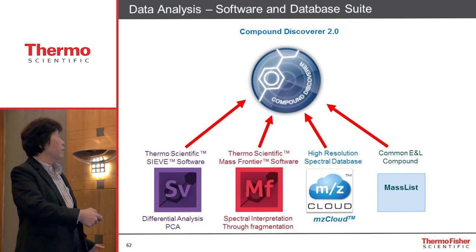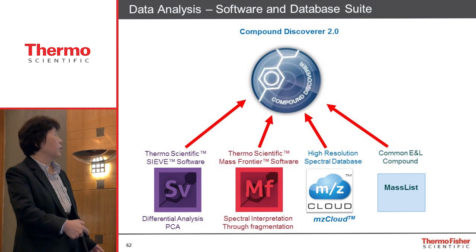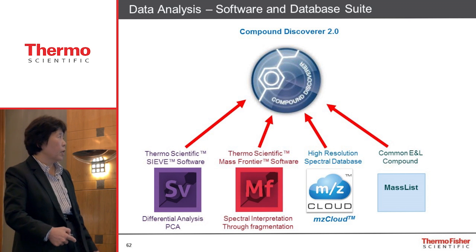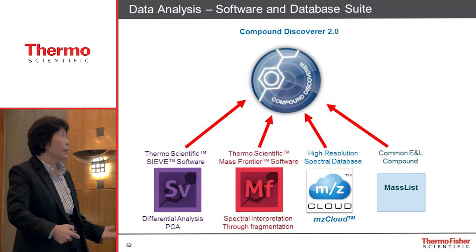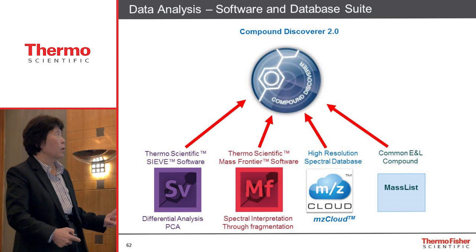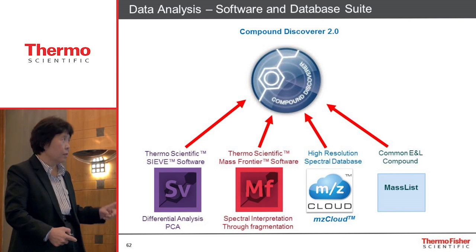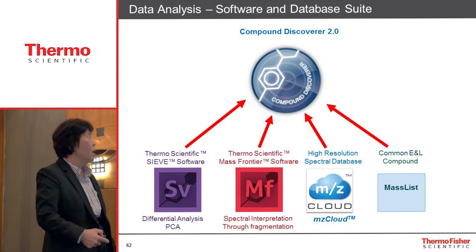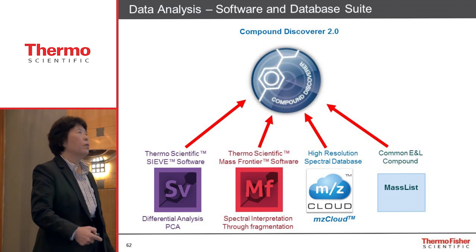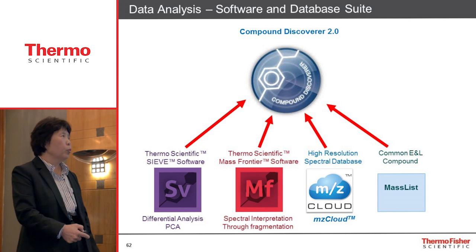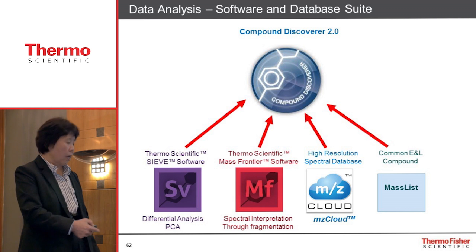And then in this one, we incorporate the differential analysis algorithm. And also we have this wonderful Mass Frontier software, which can do spectral interpretation through the fragmentation included in this software. We have mzCloud, the only high-resolution spectral database. So Robert, the CEO of HighChem, is going to give us a talk this afternoon. And also, like I said, we simply call it a mass list. This is some of the common NL compounds we accumulated. Right now, we have about 1,500.